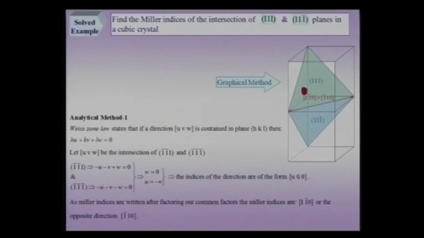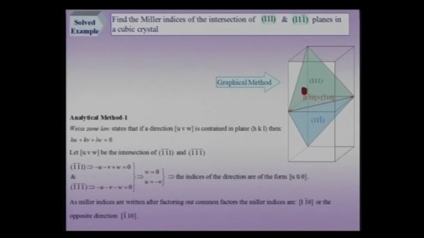So as far as the intersection with respect to the (1 bar 1 bar 1) plane, it is minus u minus v plus w equal to 0. Intersection with respect to the (1 bar 1 bar 1 bar) plane will give you minus u minus v minus w equal to 0. Solving them simultaneously I will find out w equal to 0 and u equal to minus v. So the indices of the direction are of the form [u u bar 0]. Of course when I write Miller indices I always factor out the common factors, so I can write it as [1 1 bar 0], and as I see the negative of this direction also is a valid choice, so it will be [1 bar 1 0].